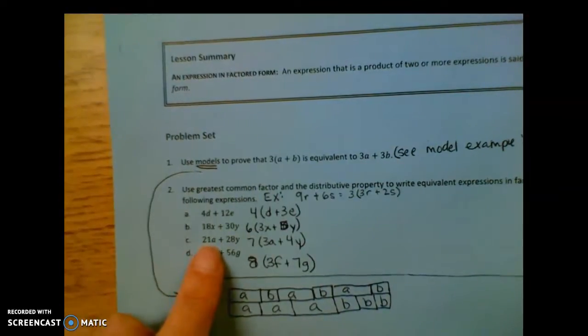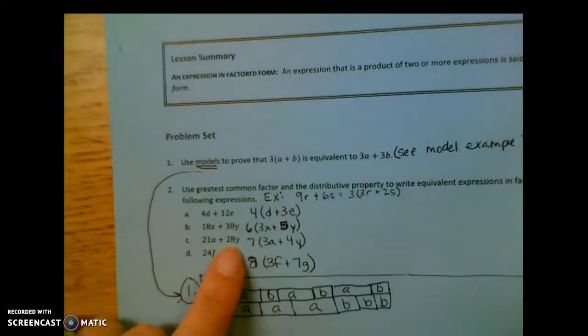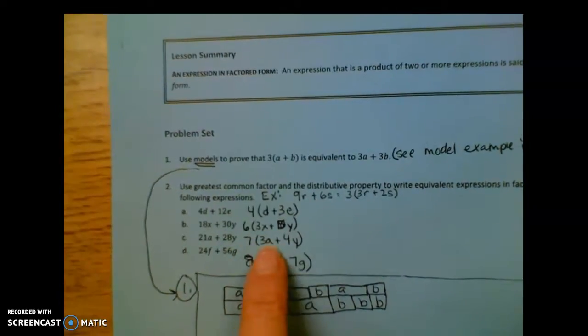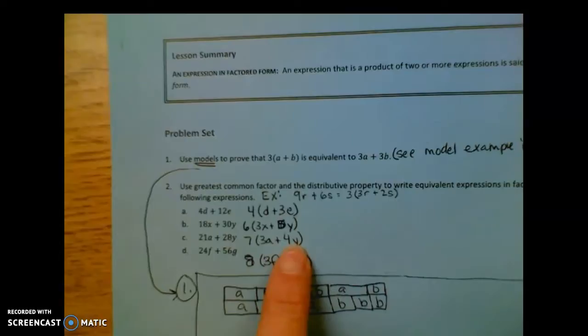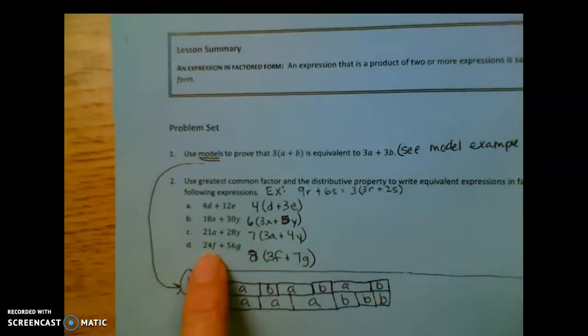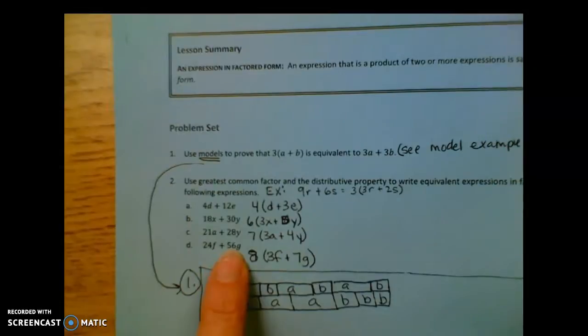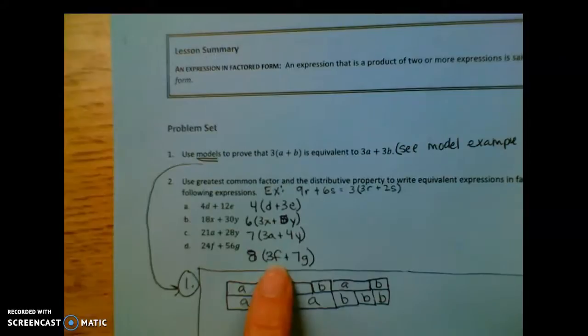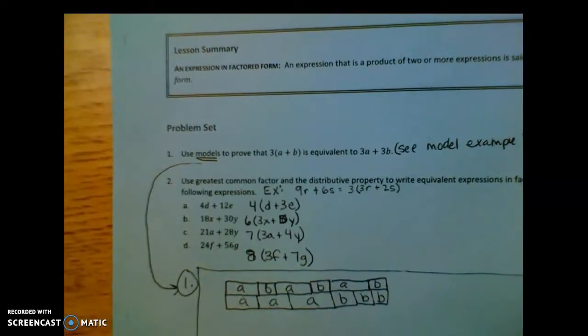If I had 21 apples and 28 yams, and I wanted to give the fruit evenly to somebody, and I didn't want to give everybody all apples or all yams, I could make a basket. I could make 7 baskets that had 3 apples and 4 yams in each of them. If I had 24 frogs and 56 giraffes together, I could pair them all together, or I could mix them. I could have 8 identical groups that had 3 frogs and 7 giraffes in each of them.